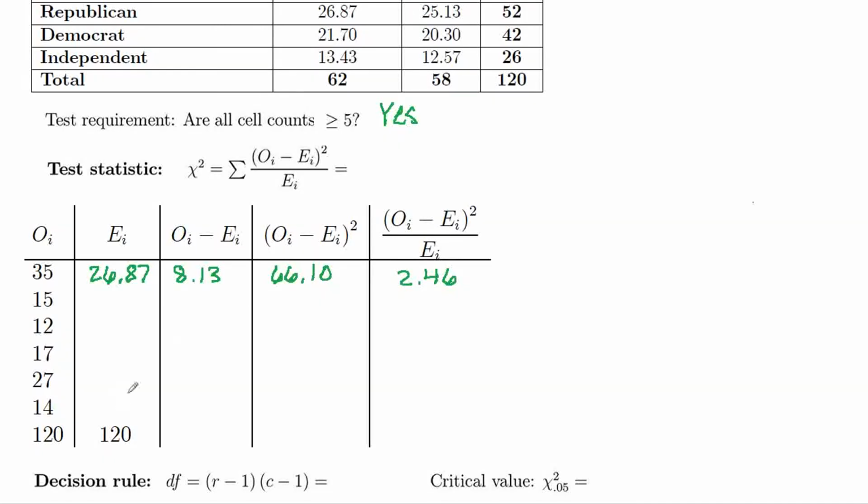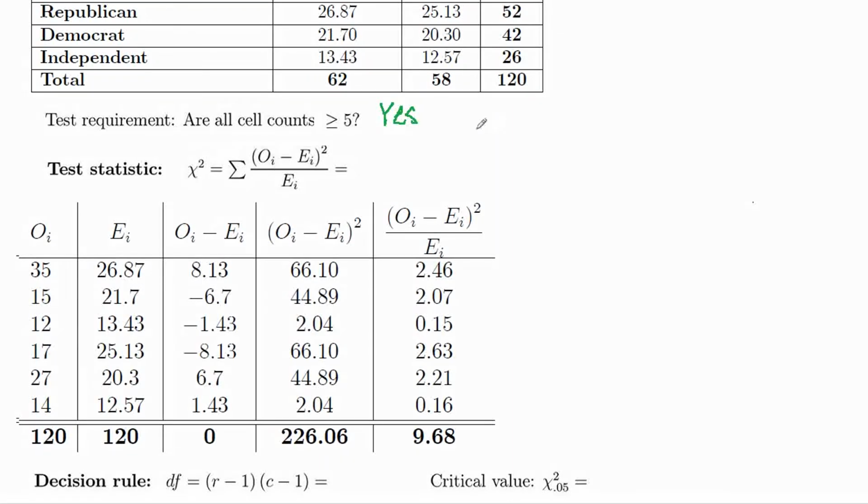So why don't you try and go ahead and fill in the remaining portion of the table, and then our totals are down on the bottom. And then see if you match what I got. So for your observed minus expected, you should get a total of 0. Square that column, and you get the following values, which sum to 226.06. Divide the fourth column by the second column, and you should get these values, which sum to about 9.68 depending on your rounding.